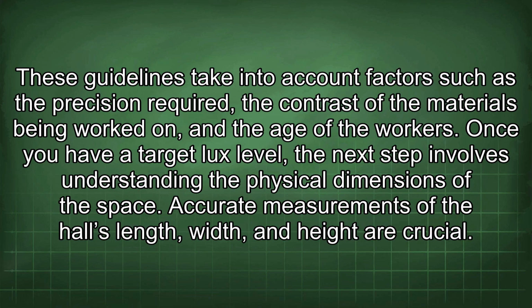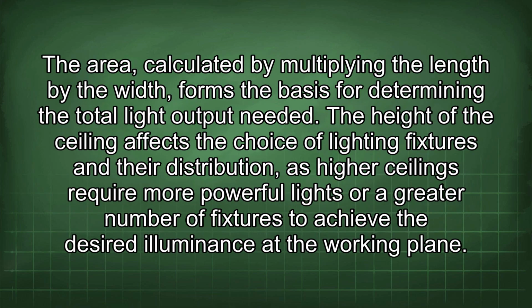Once you have a target lux level, the next step involves understanding the physical dimensions of the space. Accurate measurements of the hall's length, width, and height are crucial. The area, calculated by multiplying the length by the width, forms the basis for determining the total light output needed. The height of the ceiling affects the choice of lighting fixtures and their distribution, as higher ceilings require more powerful lights or a greater number of fixtures to achieve the desired luminance at the working plane.